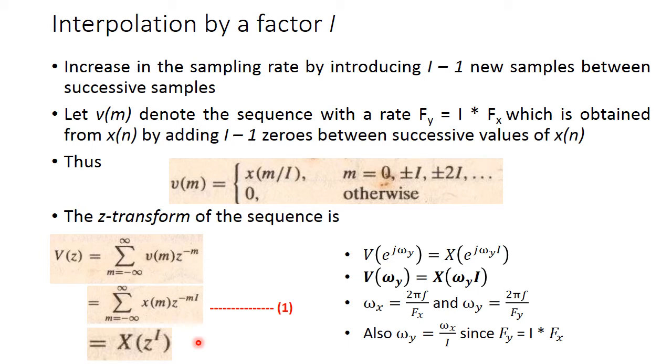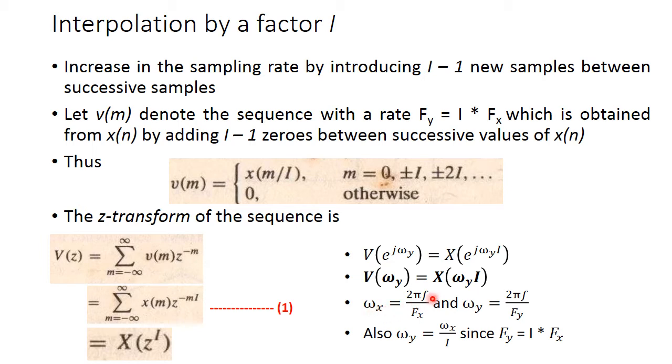Now if you want to find the spectrum, we need to replace z by e raised to j omega y. So v of e raised to j omega y is equal to x of e raised to j omega y into I. That extra I is because of this factor. So in short, v of omega y is equal to x of omega y into I.